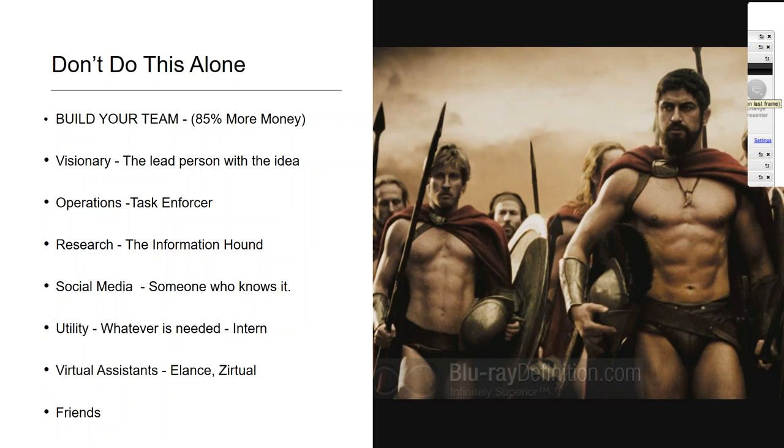You also want to have someone I call a utility in the team, and that's someone who is just an extra pair of eyes, an extra pair of hands. They just help you get stuff done. Virtual assistants, I always say, are very, very good. You can check out Elance or Zirtual, platforms where you can find people who will do a task for you for a particular fee. They don't become your permanent staff, so there's no payroll to deal with. It's a simple transaction where they do a job for you and you pay them for that, and the costs are normally very reasonable.